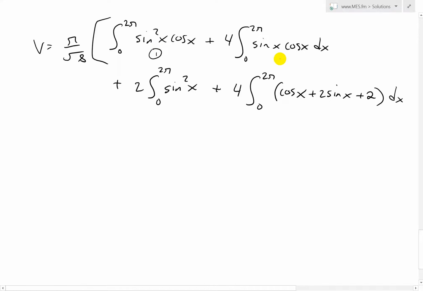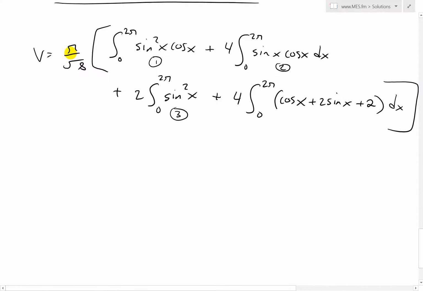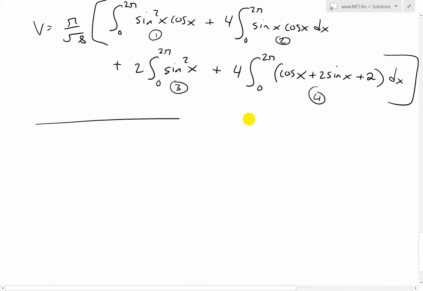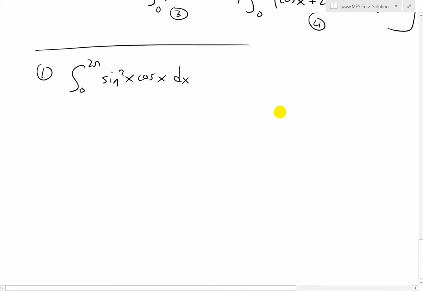So again, I'll write this 1, 2, 3, and 4, and again this is all multiplied, every single one, by pi over square root of 8. I'll solve these all step by step so it's easier to digest. The first one, number 1, is the integral from 0 to pi of sine squared of x cos x dx. And again, this is similar to before.